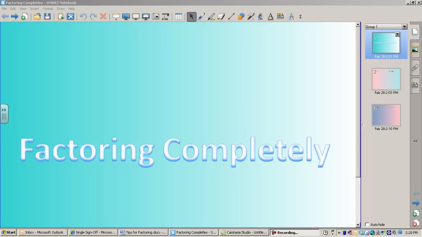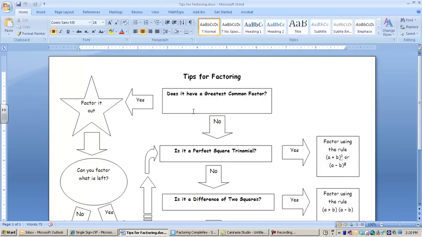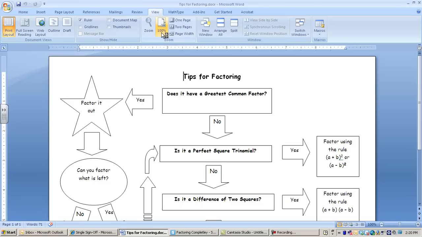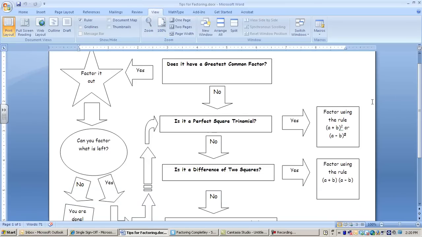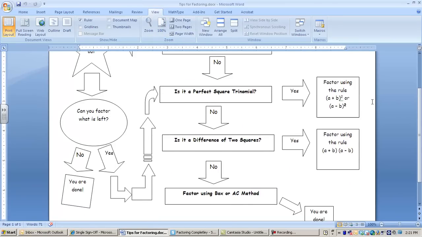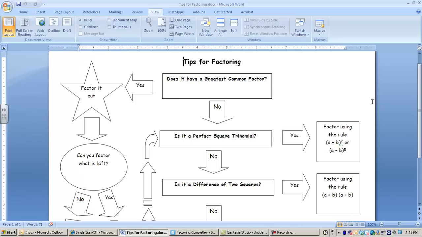The first thing I want you to look for, I apologize, is this pretty little map here. It walks you through exactly the things you need to do every time you factor. It shows you exactly what to do and exactly where to go. There is a copy of this on Edline if you want to pull it and print it off. I will have a copy for you in class tomorrow for those of you that don't get a chance to do that, but you will see it walks you through.